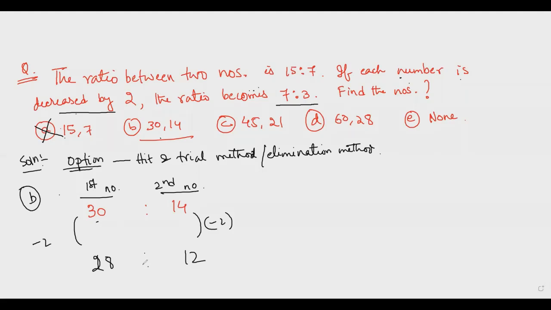Now tell me, what is the ratio? 28:12 is 7:3. It matches. So option B is the correct answer. So this we call the hit and trial method or option method.